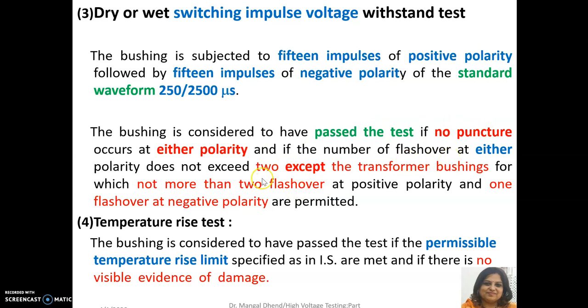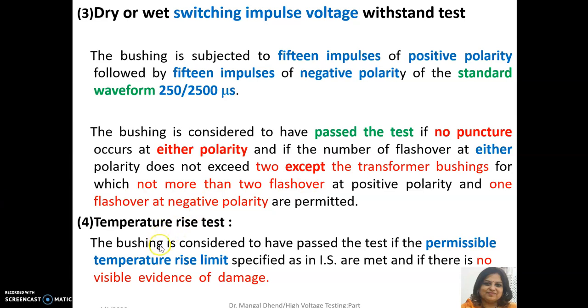But here one additional concession is given in the switching impulse testing for the bushings. What is that additional flexibility or relaxation? One flashover at negative polarity is permitted. In the earlier impulse testing, only two flashovers of positive polarity, or two of negative polarity, or a combination of positive and negative were permissible. But here two positive and one additional negative are permitted. Meaning if three flashovers occur, then you can repeat the test.